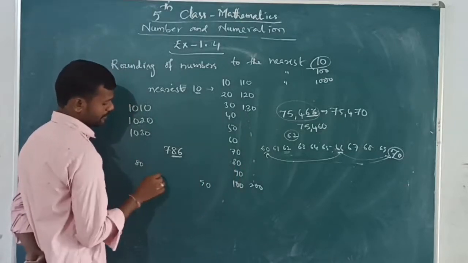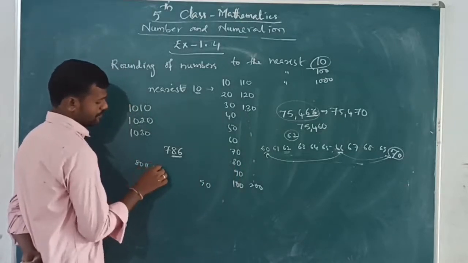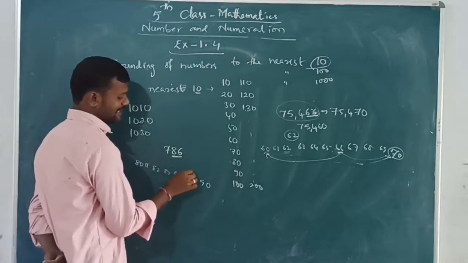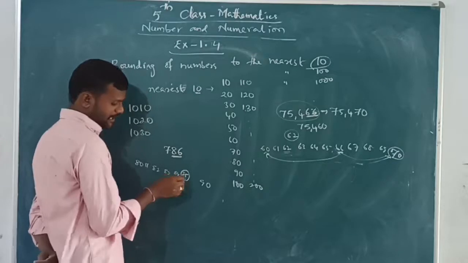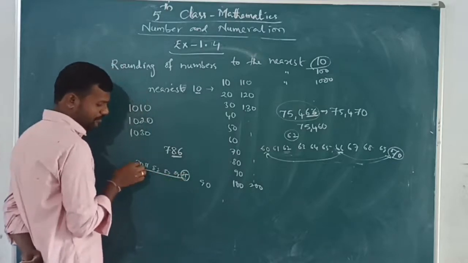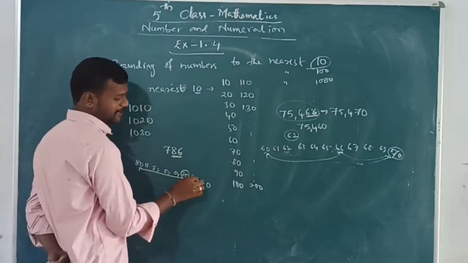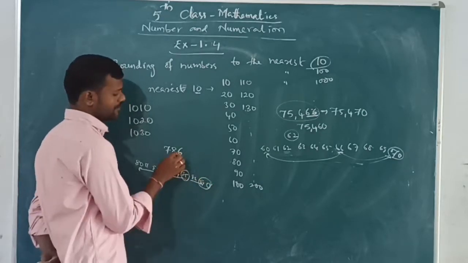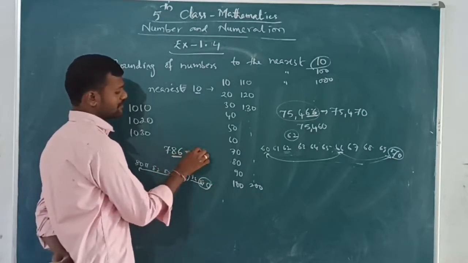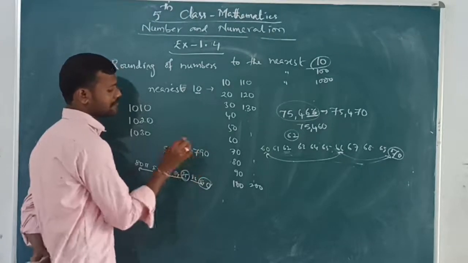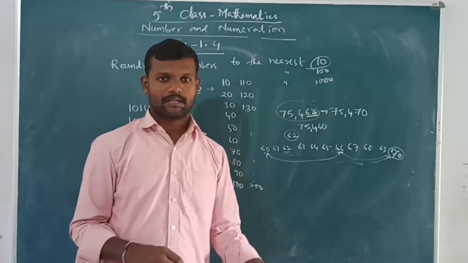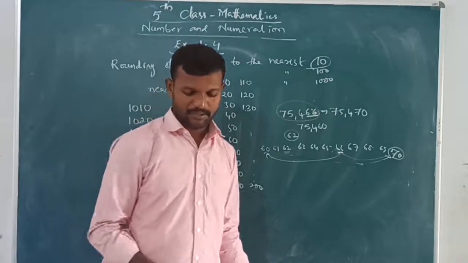So it is closer to which one? 80 and 90, with 81, 82, 83, 84, 85 in between. This 85 is in the middle. If less than 85, you have to write 80. 86 is more than 85, so it is closer to 90. So the nearest 10 to this number is 790. Okay, right? Like this we have to write.